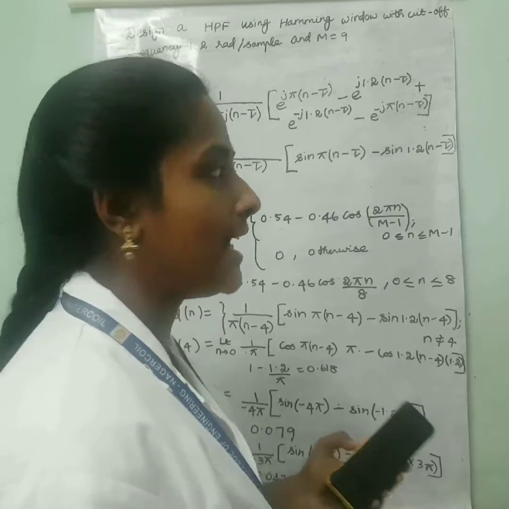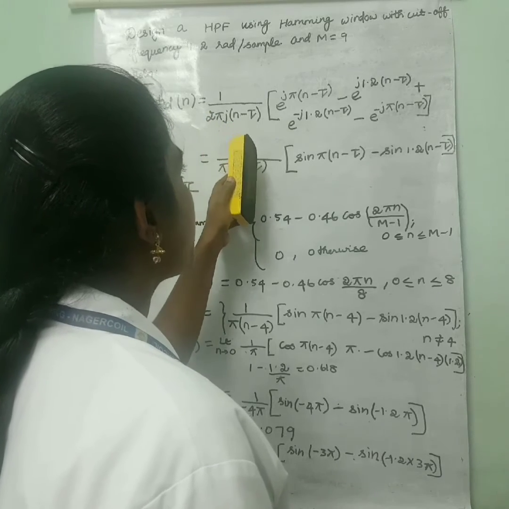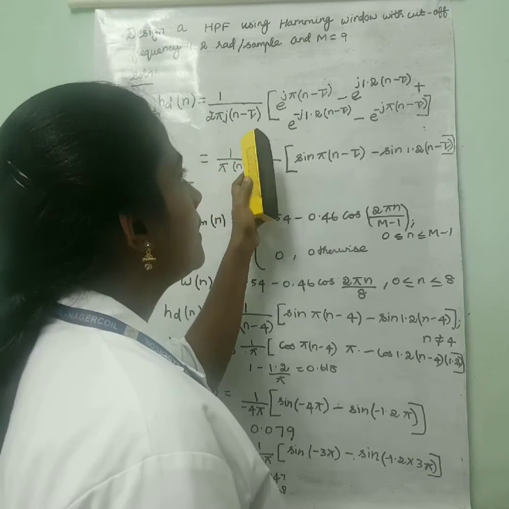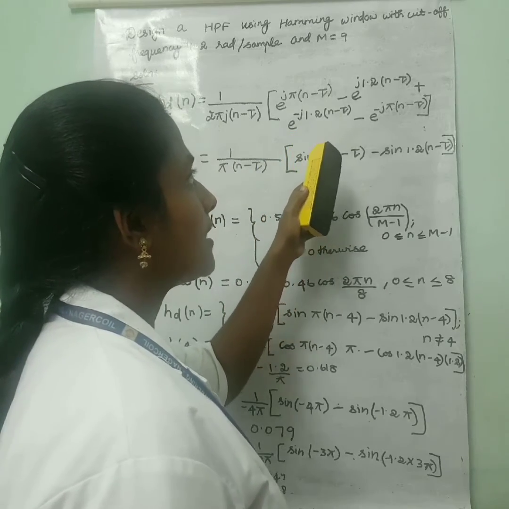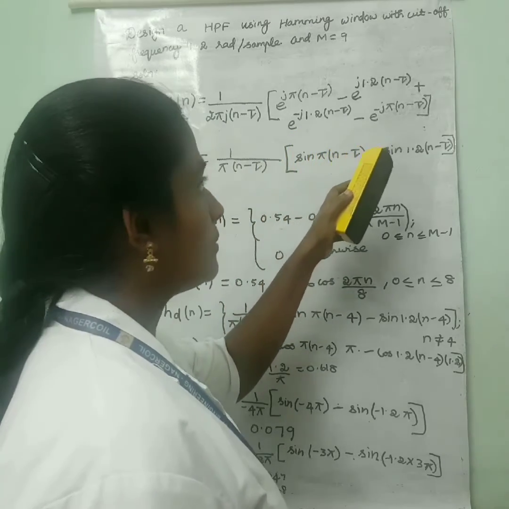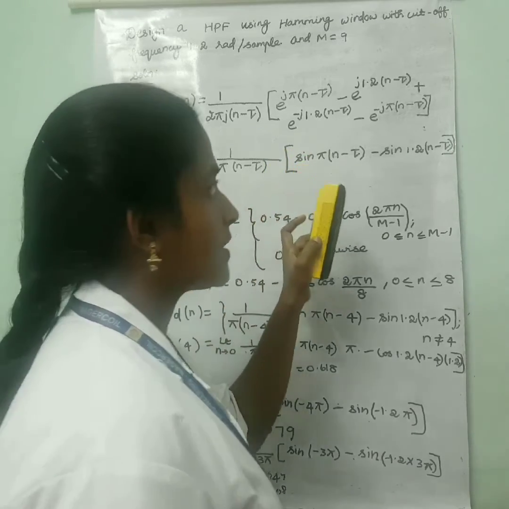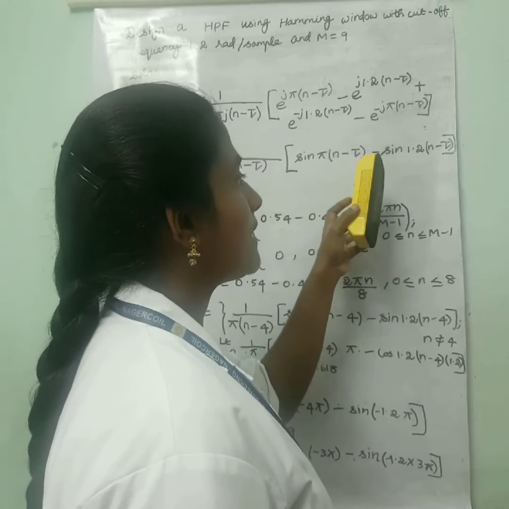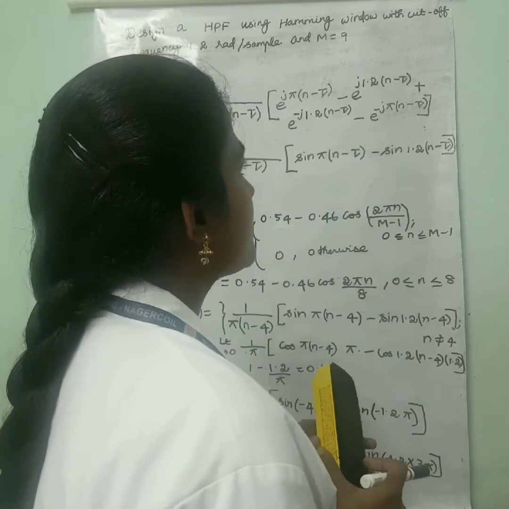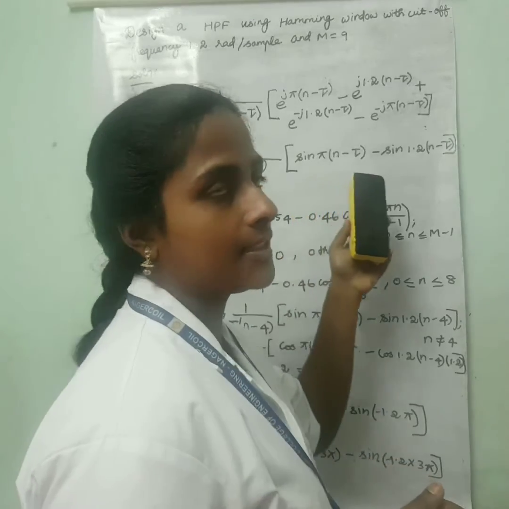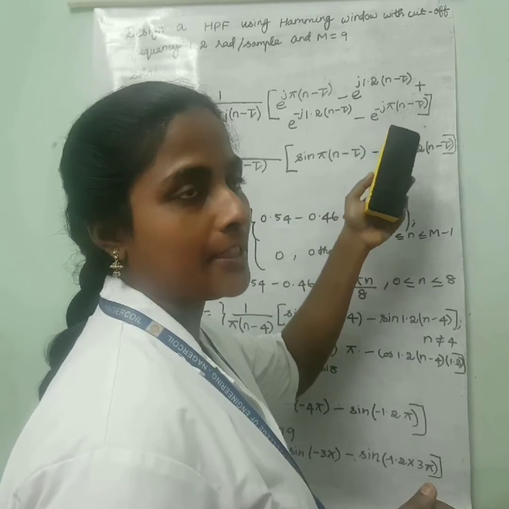Substituting the limit values, we get h_d(n) is equal to 1 by 2πj(n − τ) into [e^(jπ(n−τ)) − e^(j1.2(n−τ)) + e^(−j1.2(n−τ)) − e^(−jπ(n−τ))]. Now we can convert this into some form because we have e^(jθ) and e^(−jθ) form.